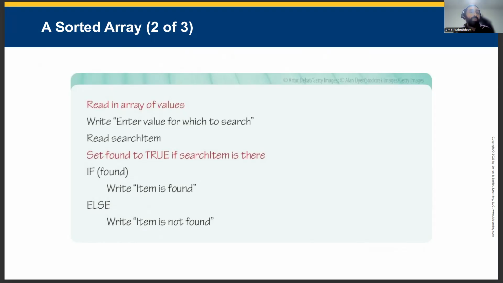As we see, you read in the array of values, then you write enter value for which to search, then you read search item, then set found to be true if search item is there. If we find the item, we say item is found, else we write item is not found.